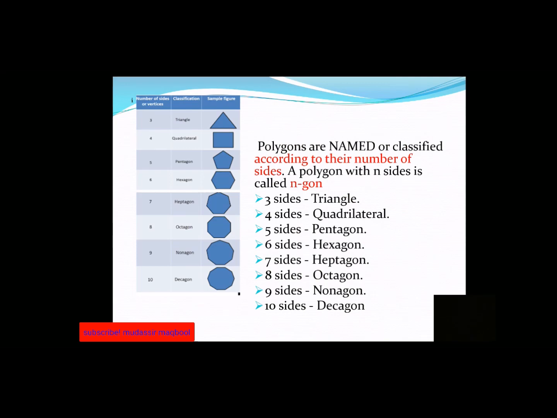Now to name or classify a polygon, we see how many sides are there in that particular polygon. A polygon with n sides is called n-gon. Gon means the sides. So if a polygon has n sides, then it is called n-gon. So depending upon the sides, we give different polygons different names. For example, if the polygon has three sides, then it is called a triangle. If it has four sides, it is called the quadrilateral. If it has five sides, then it's called the pentagon, and so on. You just need to remember some of the names.